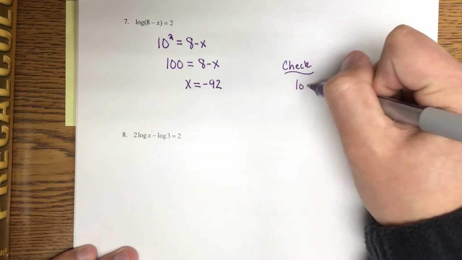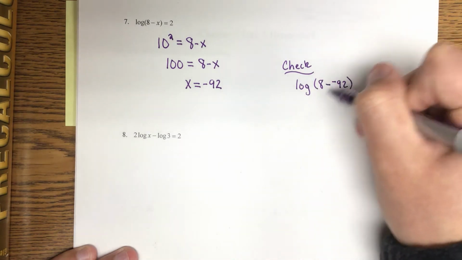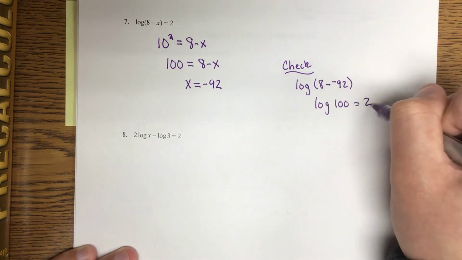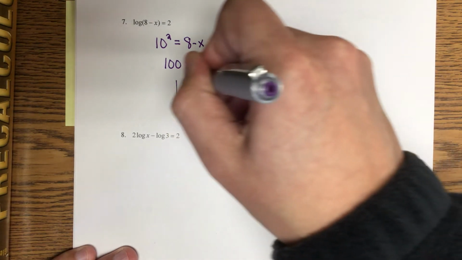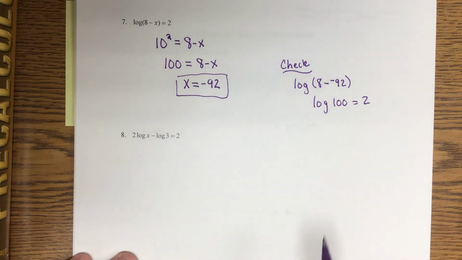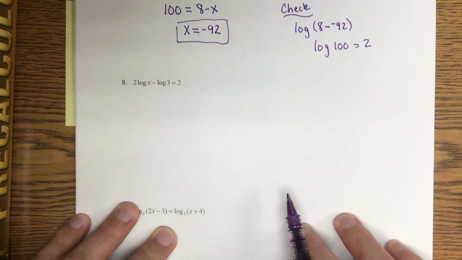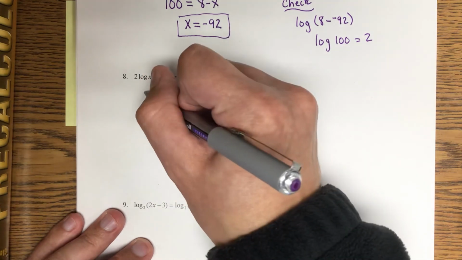This would be the log of 8 minus negative 92, which two negatives make a positive. So that's actually the log of 100, which we know is 2 from before. So this is a valid answer. It doesn't force us to take the log of a negative number because these two negatives cancel out. For number 8, I'm going to have to use some properties of logarithms.